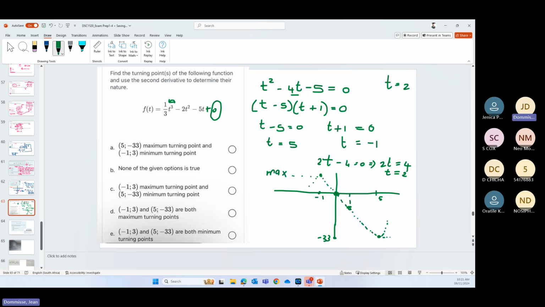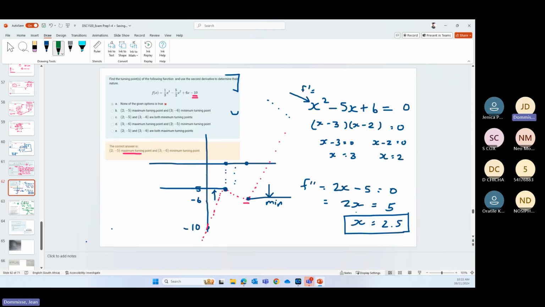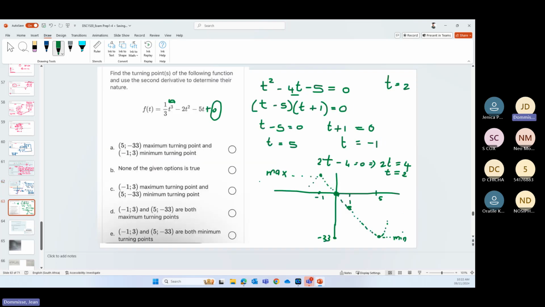And this tells me this point is a minimum. Okay, so let's see if we had it. There was the minimum, there was the maximum. So exactly the same. So let's just see: 5 and minus 33, maximum? No. Oh, well, don't know that yet. Minus 1 and 3 is a maximum. Cool, that's right. 5 and minus 33 is a minimum. Cool. So that is definitely correct.